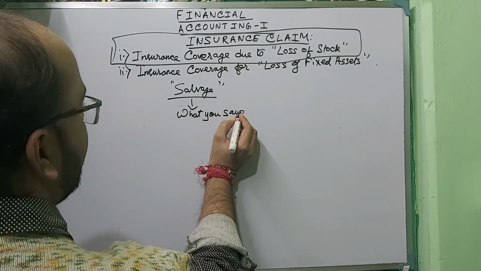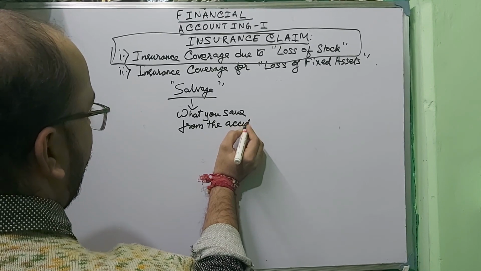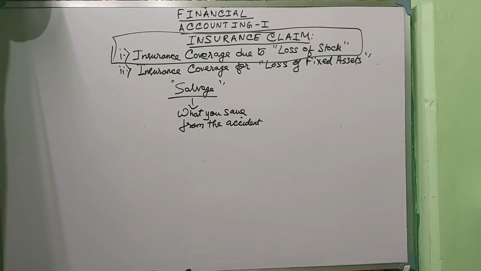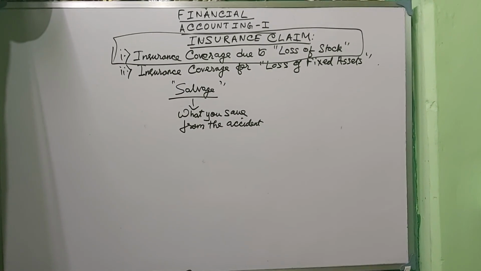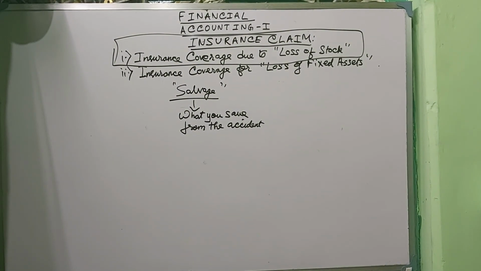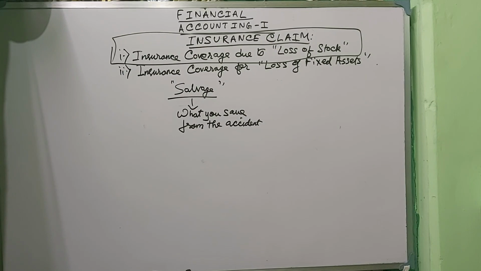What you save from the accident, or from the incident. So this is basically the stock salvage, and you need to find out the stock salvage portion. Stock salvage means the amount saved. You need to deduct that amount saved from the loss, you deduct the value of stock salvage. We will get the value of stock lost on the date of fire. That is also known as the gross claim.